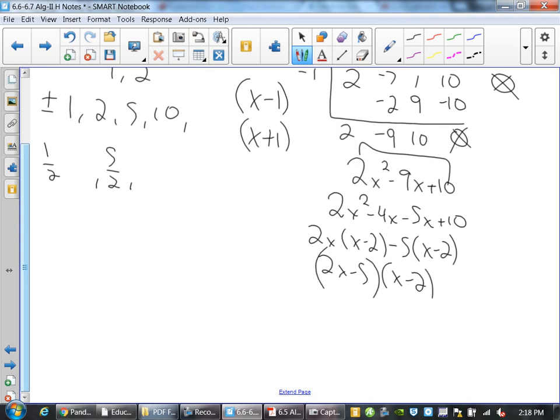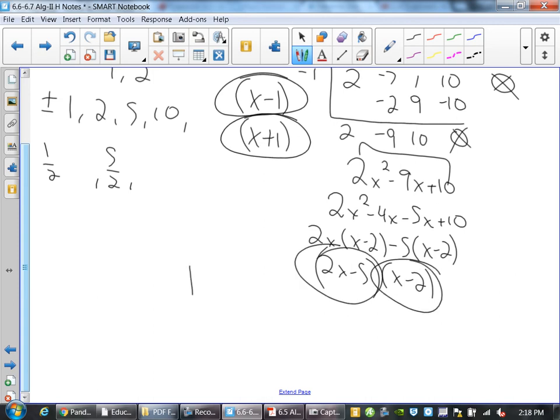Those are your other two terms when you factor out the grouping. So you have total zeros now, or terms, four of them: zeros at 1, negative 1, 5 halves, and 2.